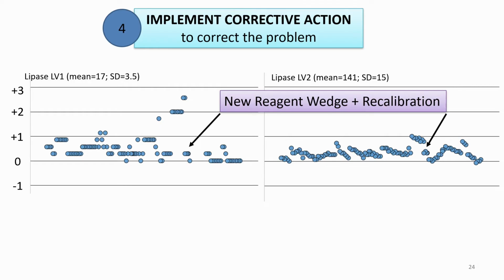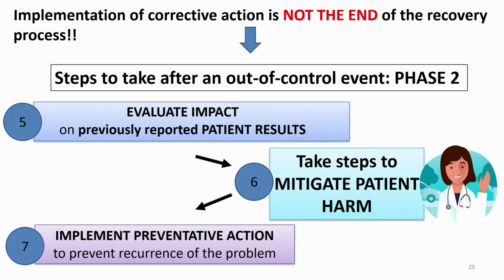So most of the time, we would say, great, we fixed the problem. We can recommence patient testing, which is true. But this is not the end of the recovery process. We still have the entirety of phase 2 to work through. This is where we need to evaluate the impact on previously reported patient results.